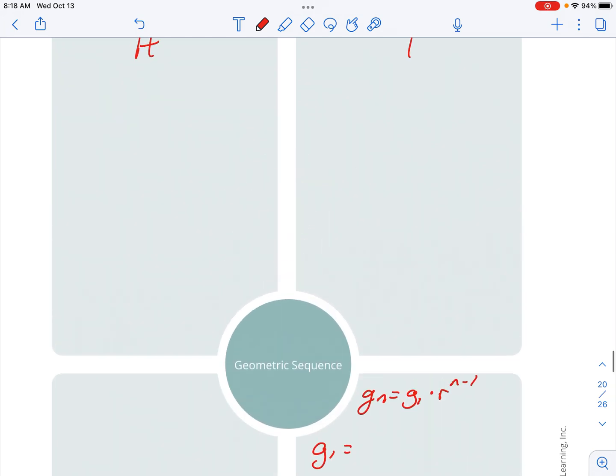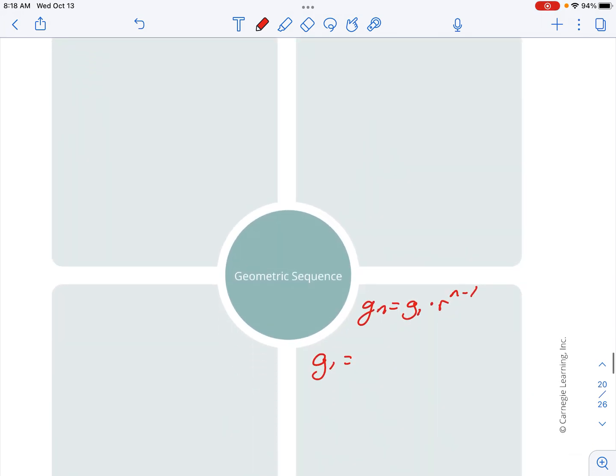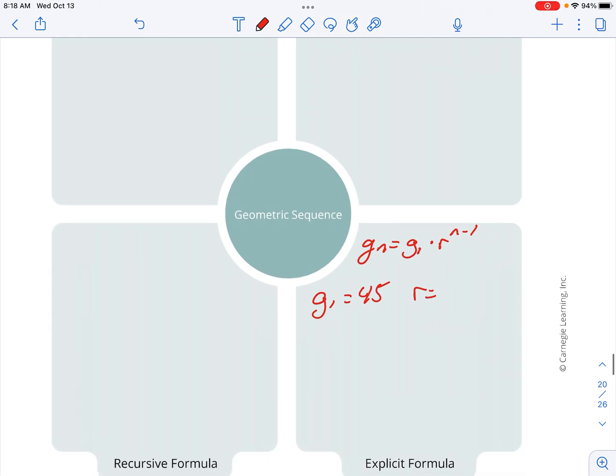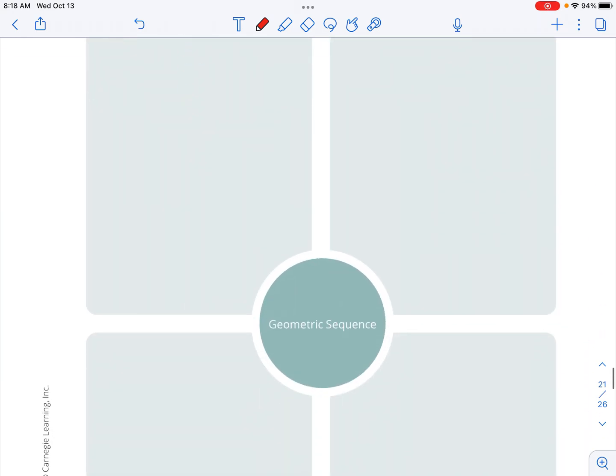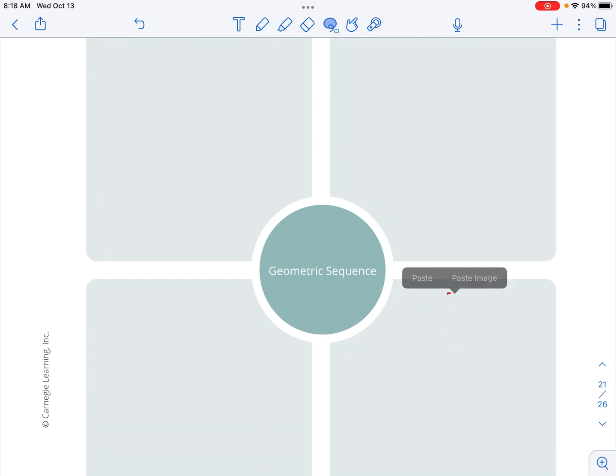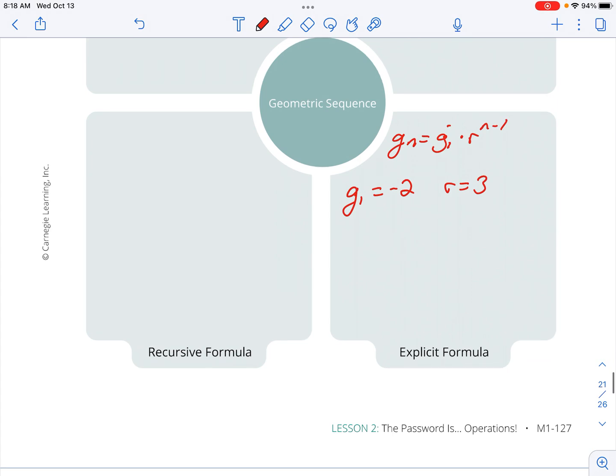So on this page, we had said sequence A. Sequence A starts at 45, we had stated, and the common ratio we had said was multiplied by 2. So this is going to be 45 times 2 to the n minus 1. Okay. Next page, we had pasted in sequence C. So the first term for sequence C was -2 with a common ratio we had said was 3. So -2 times 3 to the n minus 1.